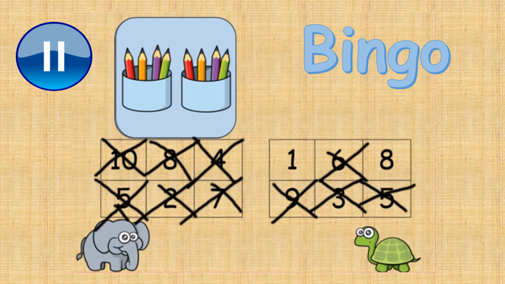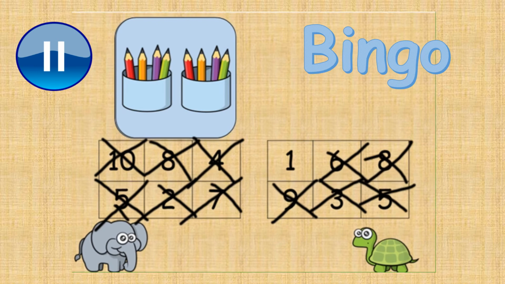And did anybody spot another number 8 anywhere else? That's correct. It's right here, look. Okay, so we're going to put a cross through that number 8 too. Lovely. So that means we have a winner.